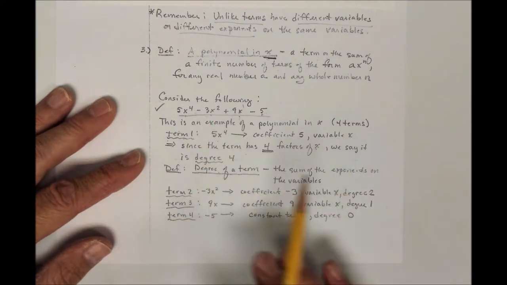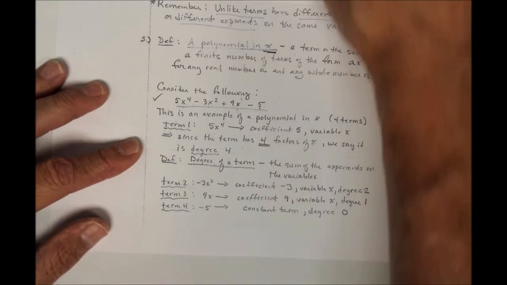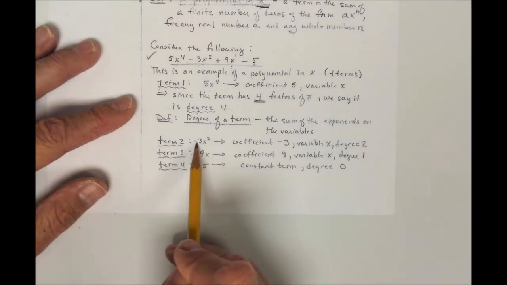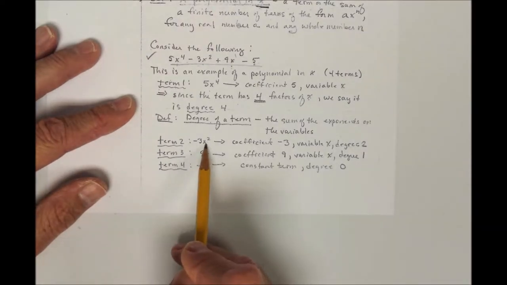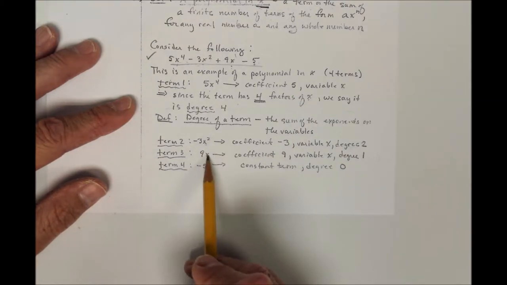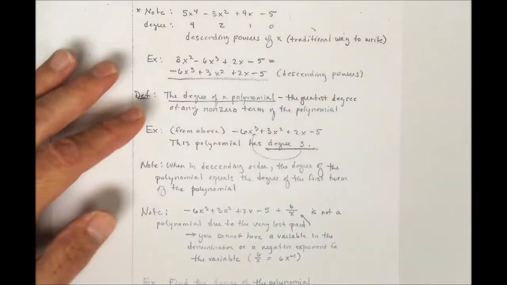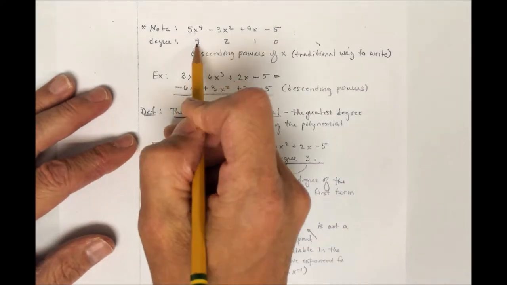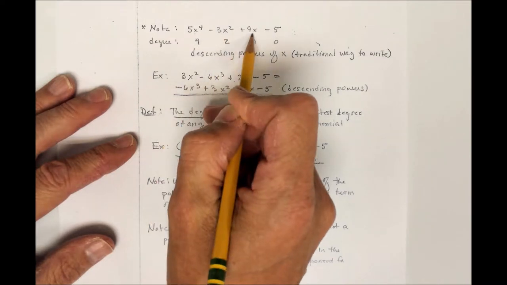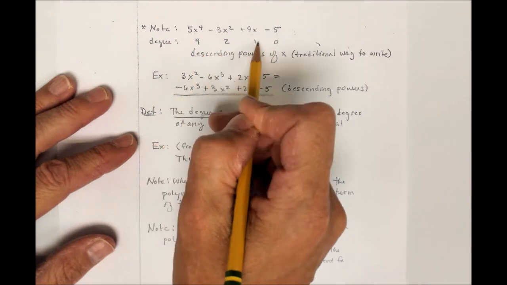But sometimes they have more than one variable, and we'll get to one of those examples for right now. So as I mentioned, term 2, the coefficient was negative 3, the degree was 2 because it's x squared, the variable is x. Here the variable is x, it's degree 1, and here again, constant term, the degree is 0. Now, you may or may not have noticed that in this example the degree of the first term was 4, the degree of the second term was 2, the degree of this term was 1, and the degree of the last term, the constant term, was 0. See how the degrees are going down?